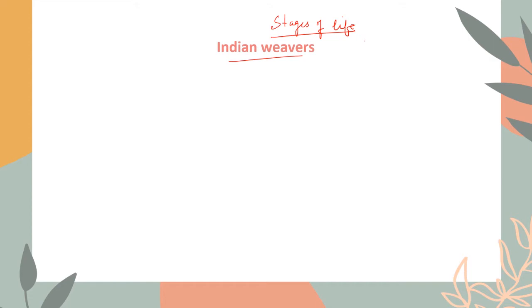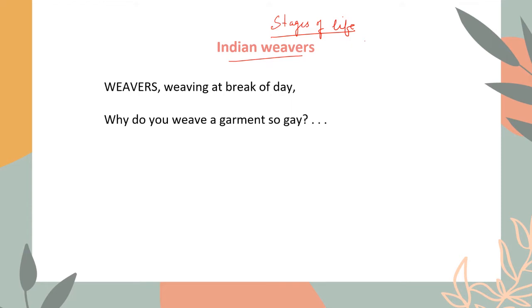Let's read the first stanza. We were weaving at a break of day. Why do you weave a garment so gay? Blue as the wing of a halcyon wild, we weave the robe of a newborn child.